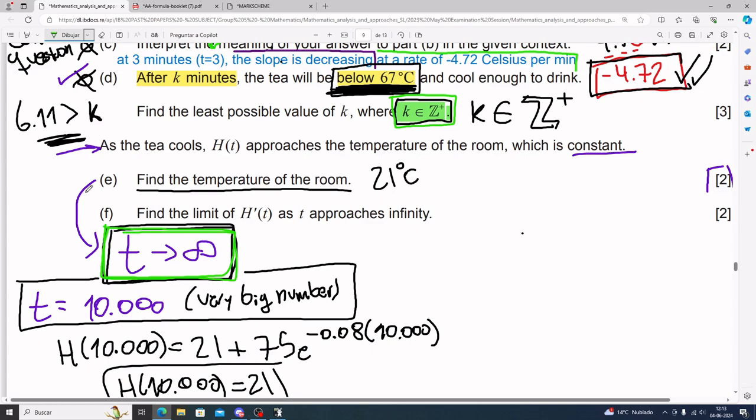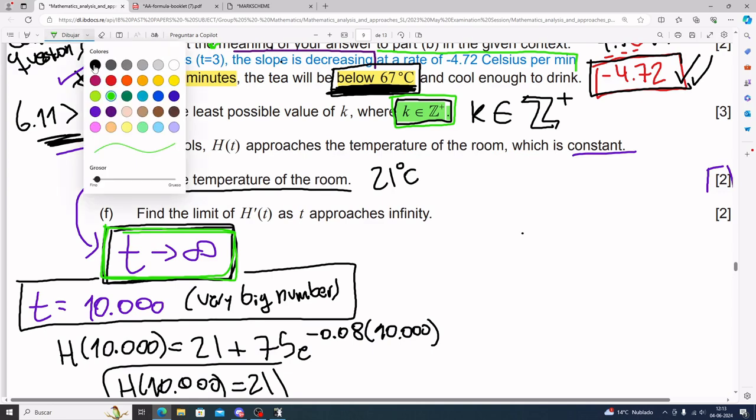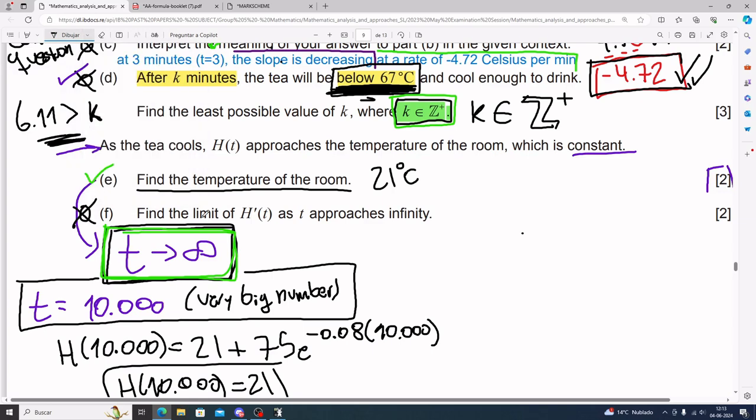All right, that was a lot of blah blah, but I'm sure it helped someone out there, so that one's for you. See? All right, and now for part F, we need to find the limit of the derivative as t approaches infinity, right?